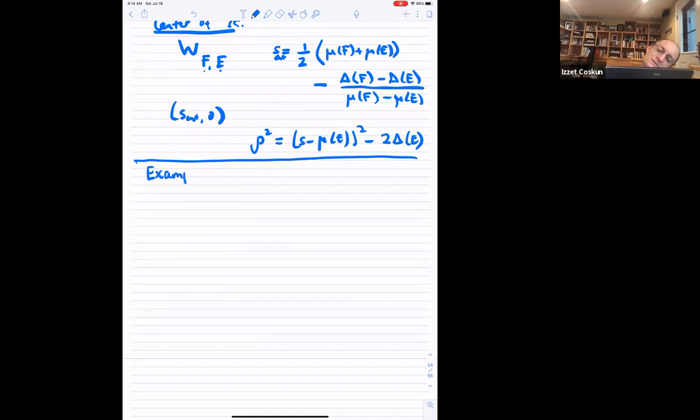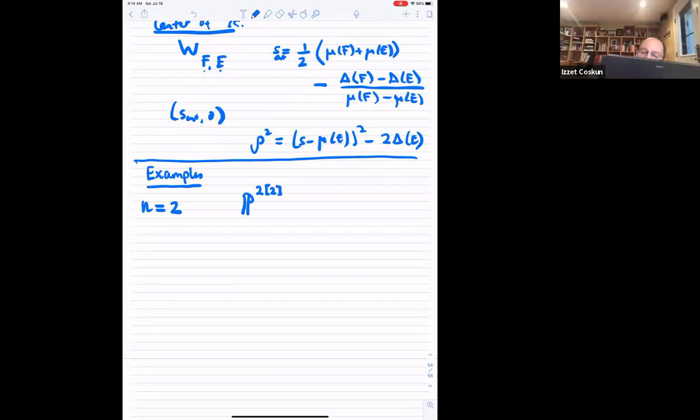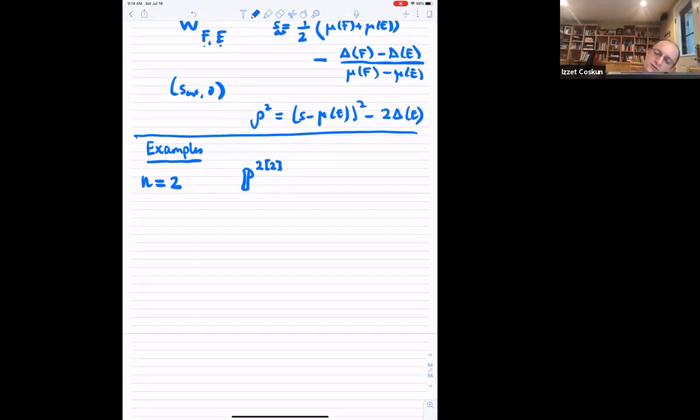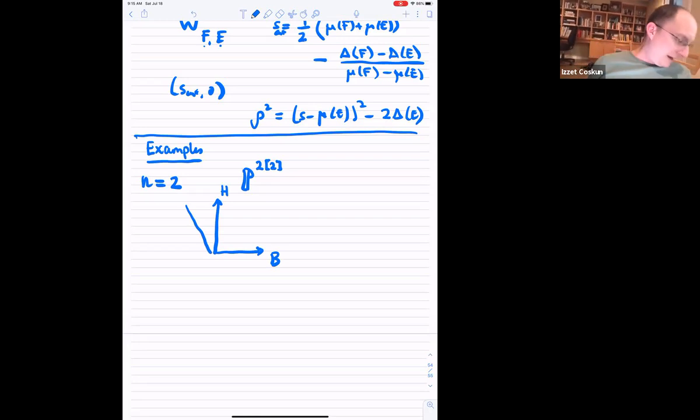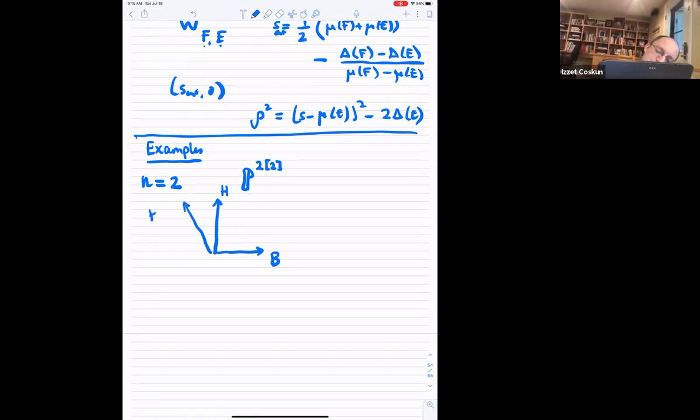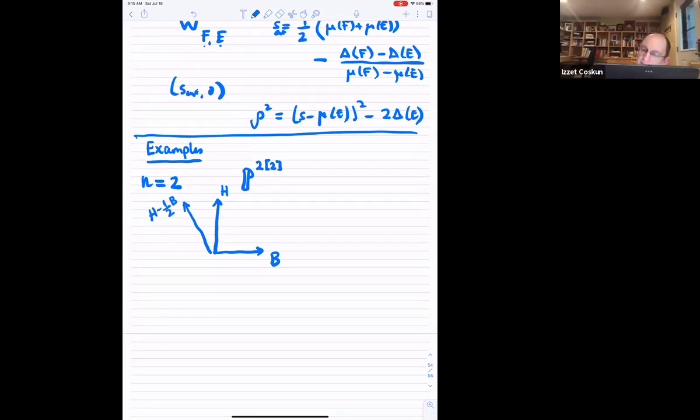And let's start simple, right? Let's take the case when we had 2 points and say that we have P2 of 2, okay? So we understand the birational geometry of this thing fairly well. So let's just draw the picture. Here we had our H, we had our B, and here we have H minus a half B, right? So let me remind you what these things were.